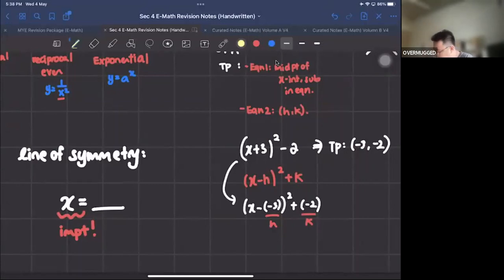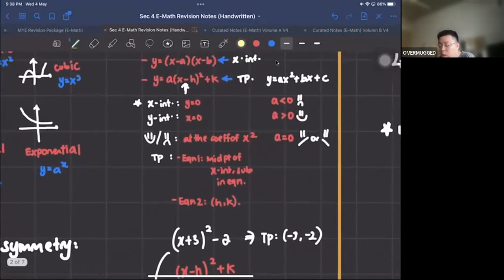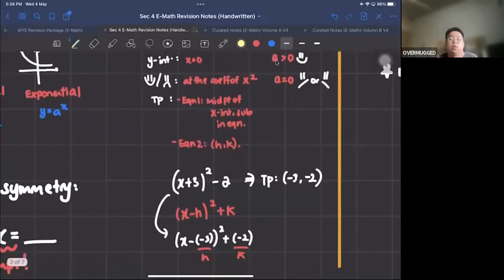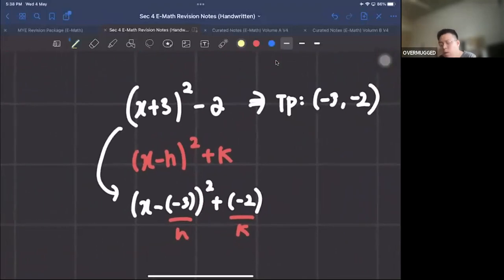And then for turning point, please remember that you can read off the turning point form h comma k. The turning point form is a(x minus h) squared plus k. The turning points are h and k respectively. You need to be very careful. It's x minus h. So for this example right here, since it's x plus 3, this means that there is a minus sign. So it's x minus of minus 3. Therefore, h is negative 3. Okay, so be very careful.